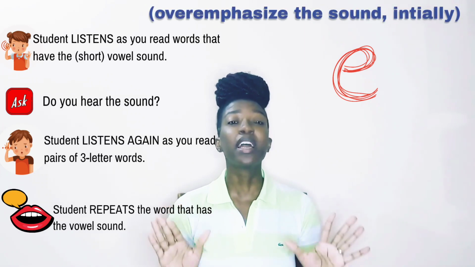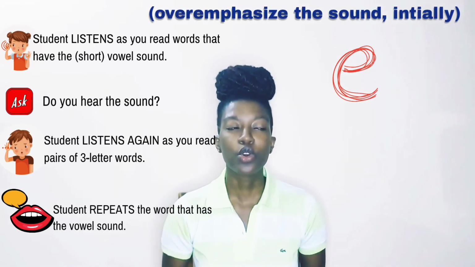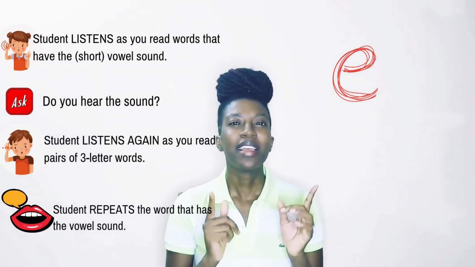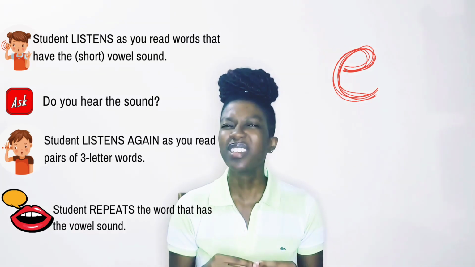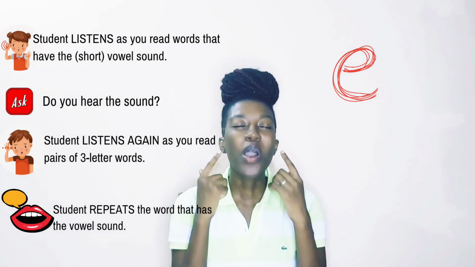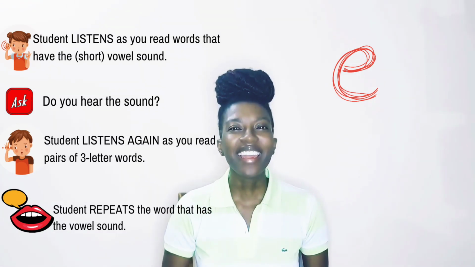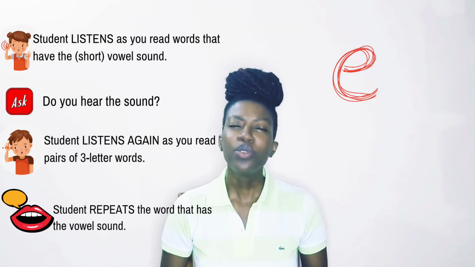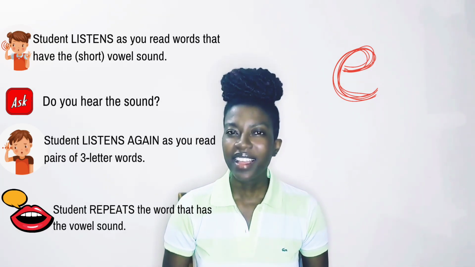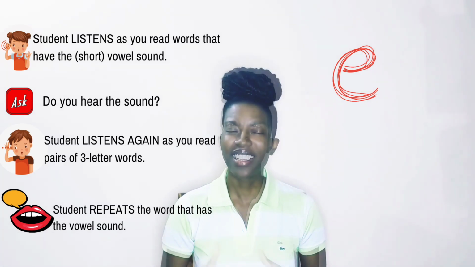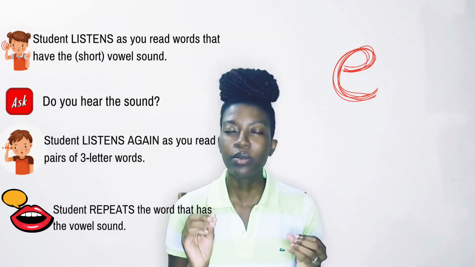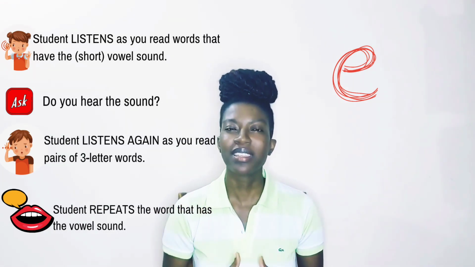Beg. And don't be afraid to overemphasize the sound because you want them to hear it and hear it clearly. You don't want any ambiguity in their thoughts when it comes to deciphering. What do I hear? Do I hear E or do I hear A? You want to overemphasize. Hen. Do you hear the E elephant sound when I say hen? They should say yes. You read about 6 of those words that have the short sound of the vowel, in this case the short E sound, and you have them respond by saying whether or not they hear it.